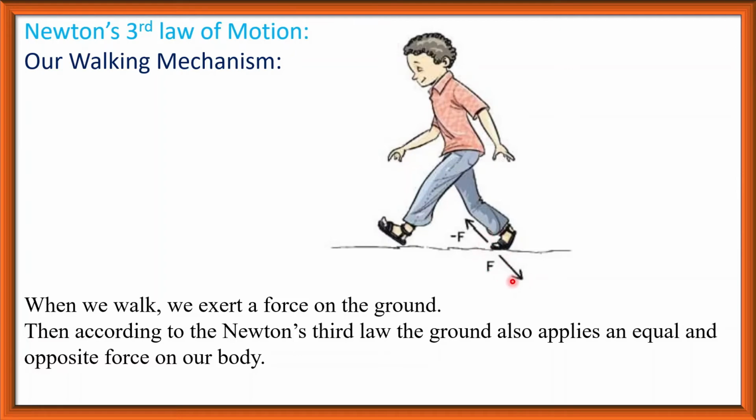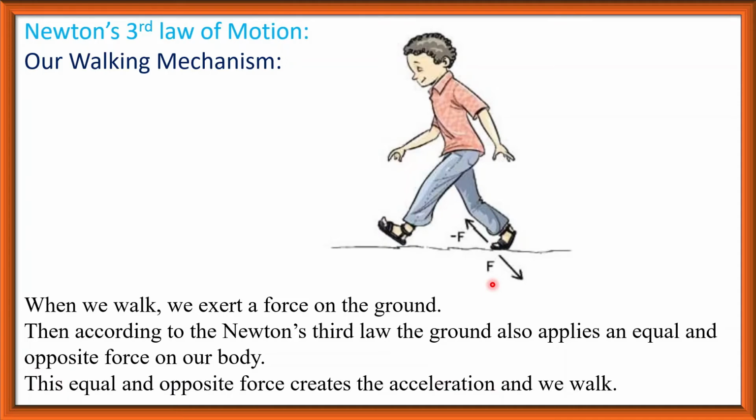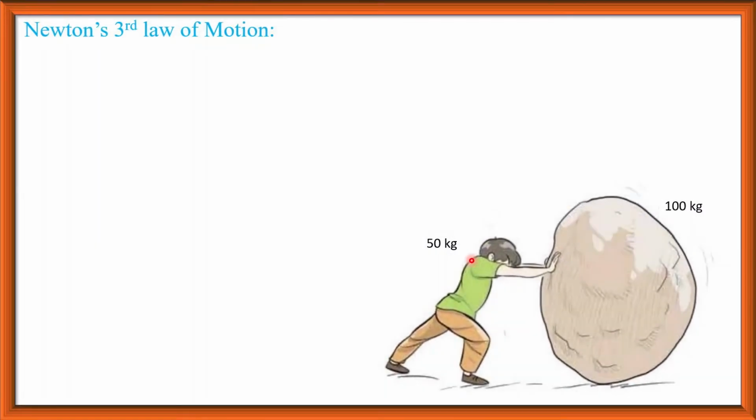This F force is the action force, that is the force applied by us, and the ground will also apply a force on us, and this force is minus F, because these two forces are opposite to each other. This equal and opposite force creates the acceleration, and we walk. We can walk by this reaction force applied by the ground on us, and this force creates an acceleration, so we can walk. And look at the picture.